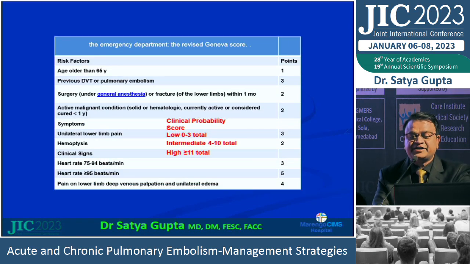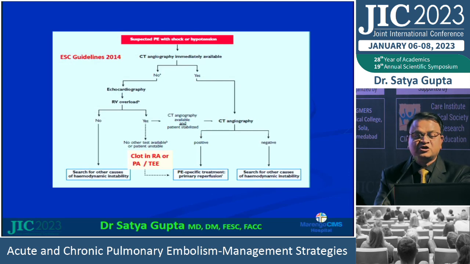The other criteria, like the Geneva score, are again very easy. Based on these criteria, you can suspect whether the patient belongs to the high risk category, intermediate category, or the low risk category. So whenever you see a patient with suspected pulmonary embolism with shock, directly this patient should go for CT pulmonary angiography, and based on that you can decide the treatment. If CT pulmonary angiography is not available, just get an echocardiography done. If RA, RV is dilated, just treat along the lines of pulmonary embolism.